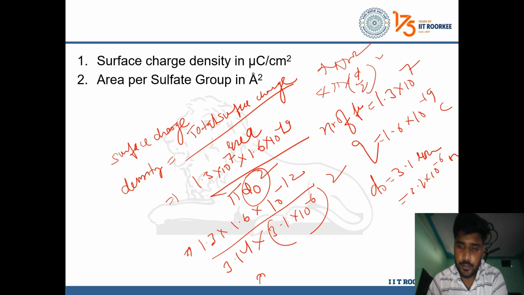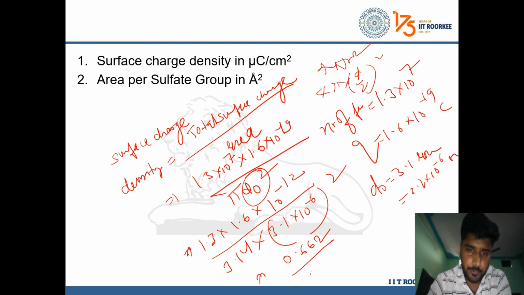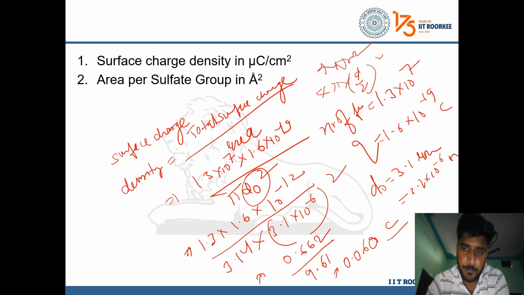1.3, 1.6, and divided by 3.14. It will be 0.662 and divide by 3.1, that is 9.61. So this 10 raised to minus 12 and this 10 raised to minus 12 will cancel out. And 0.662 divided by 9.61, that will be your 0.068 coulomb per meter square.